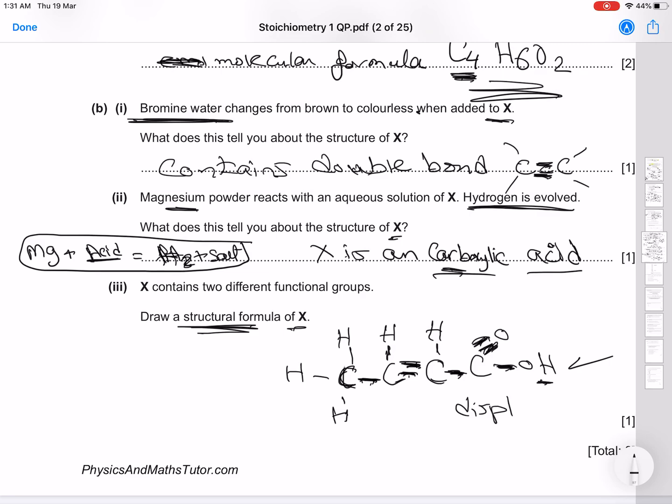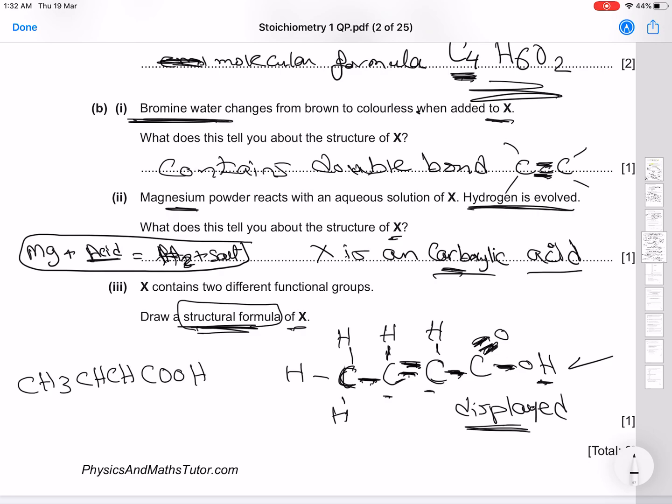This is a displayed formula. But do they need displayed formula? No, they want structural formula. But it would be very easy to deduce the structural formula from the displayed formula I drew here. I'm just gonna copy it again. CH3, CH, CH, COOH.